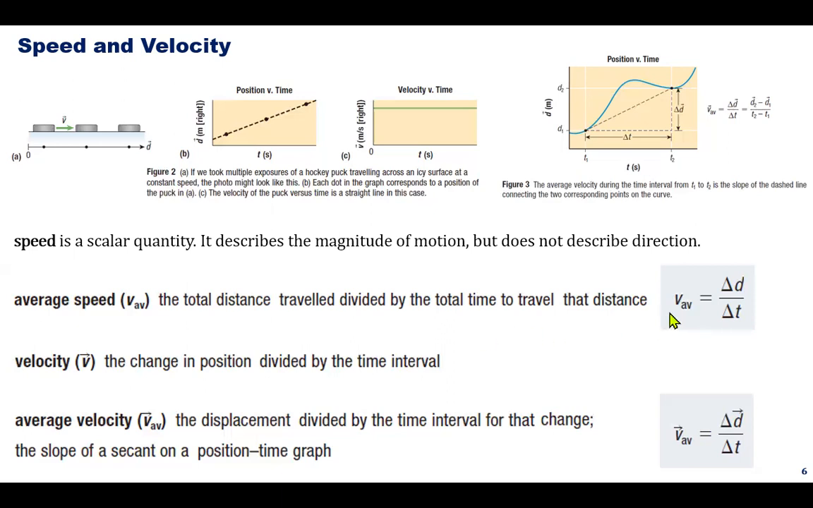Here, v average equals delta d over delta t. All of the three quantities are scalars. On the other hand, let's have a look at the velocity. Velocity, the change in position divided by the time interval, is a vector quantity, so it is written with the vector arrow v. The direction of v indicates the direction of the motion.